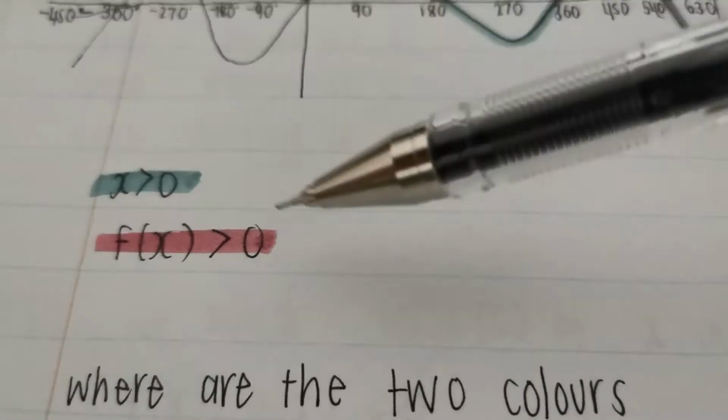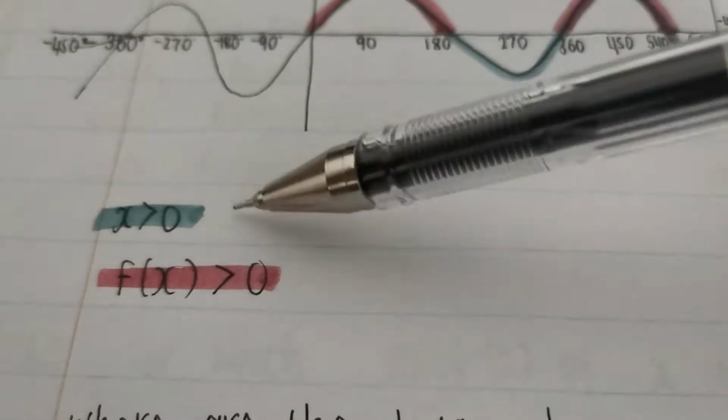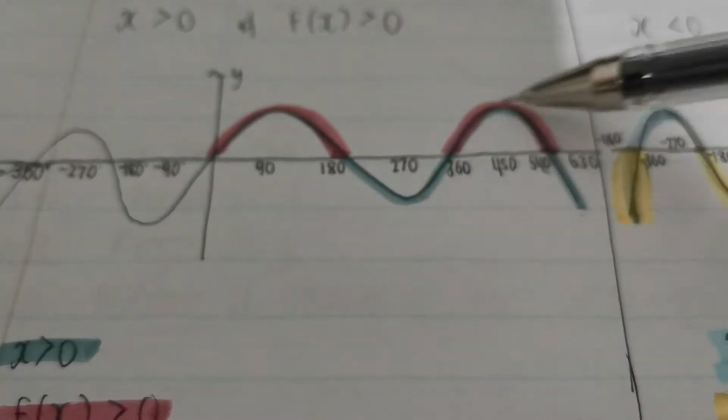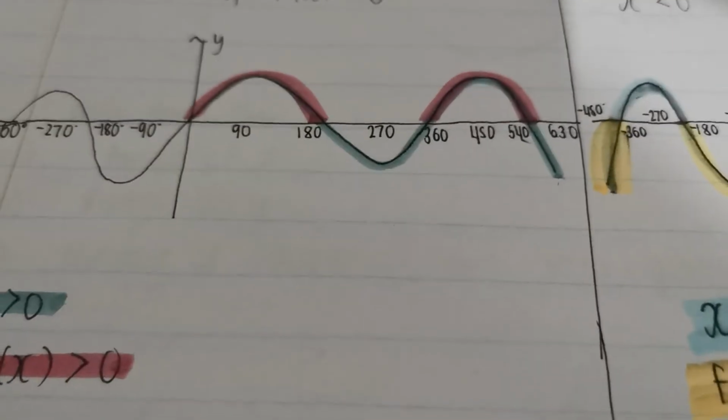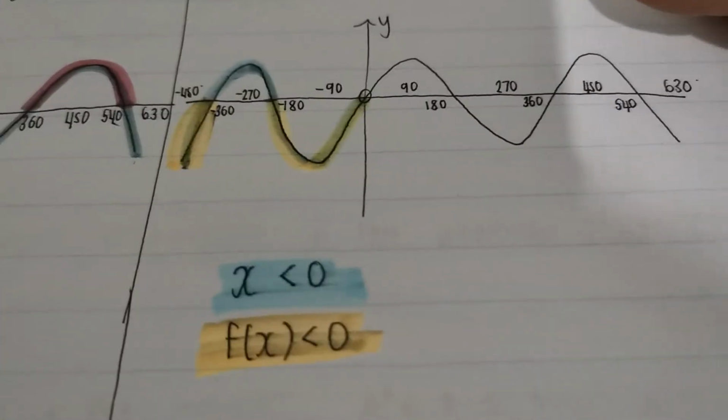And then I wanted to know where f of x is greater than 0, because both of them have to be positive. So it's greater than 0 over here and here. That means above the x-axis. Let's highlight on the side over here.